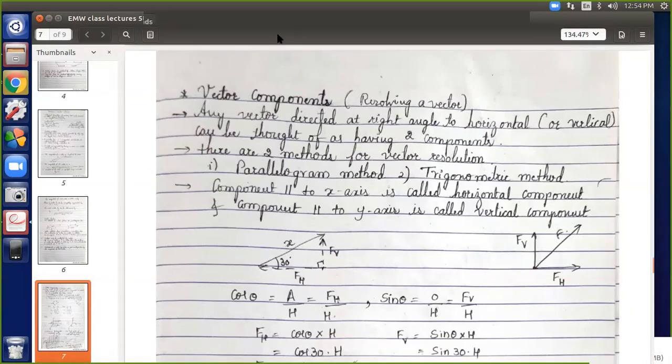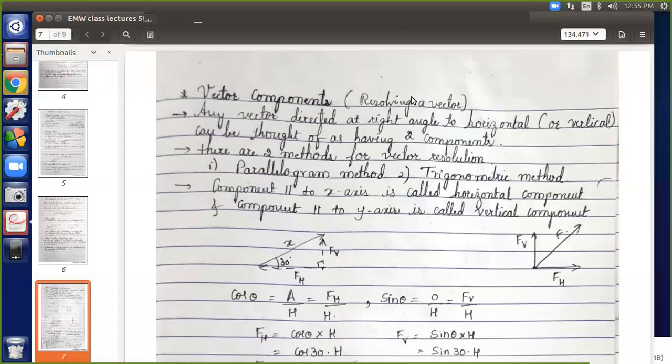This may be useful in further concepts. So let us start with vector components, or how a vector is resolved, split. Any vector which is directed at right angles to the horizontal and vertical lines can be thought of as having two components. You might have heard about this, vertical component and horizontal component.